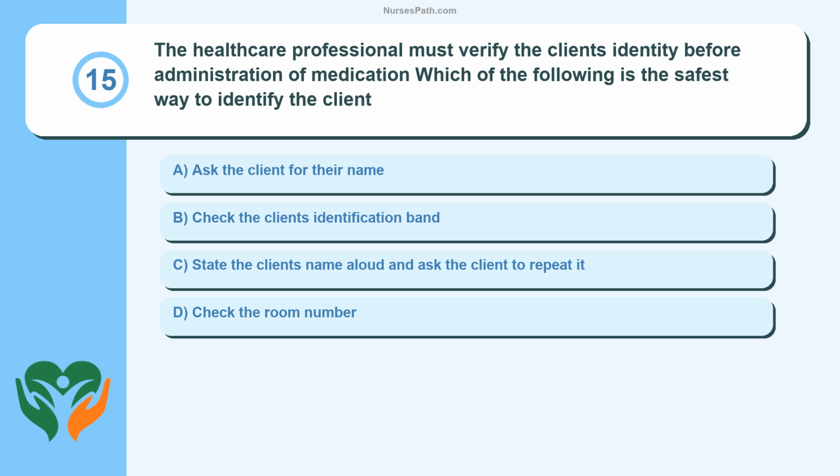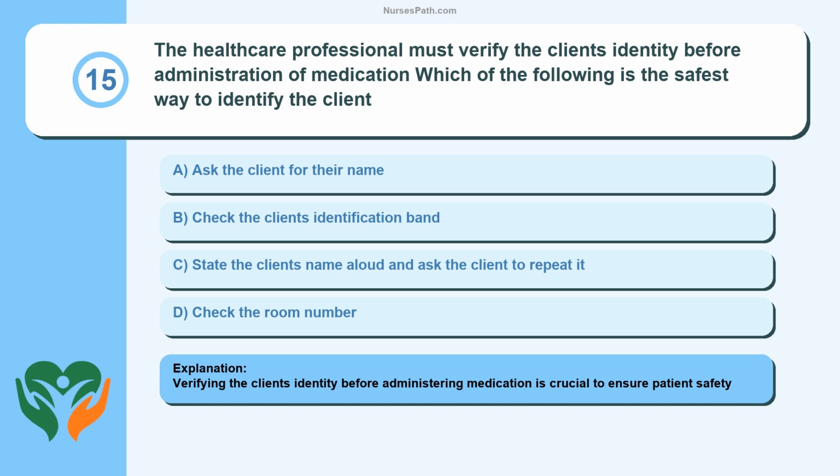Question 15. The healthcare professional must verify the client's identity before administration of medication. Which of the following is the safest way to identify the client? Ask the client for their name. Check the client's identification band. State the client's name aloud and ask the client to repeat it. Check the room number. Verifying the client's identity before administering medication is crucial to ensure patient safety.